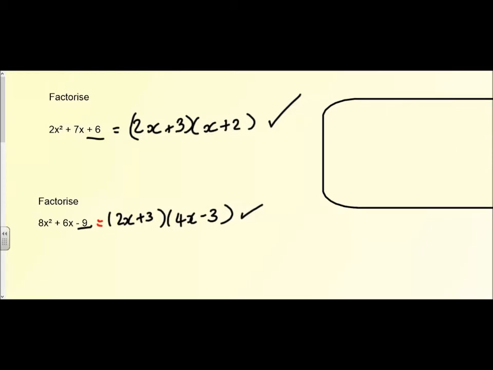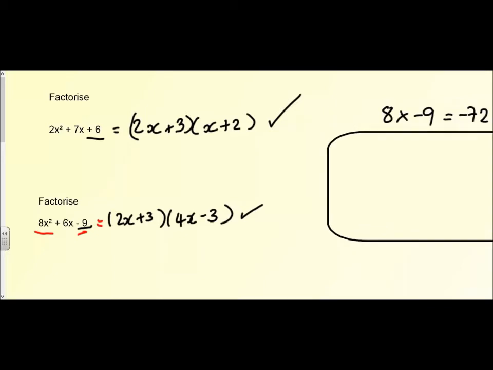Now, I'm just going to show you an alternative method for that, because that involves quite a lot of trial and error, and some people don't like that. So there is an alternative way of doing it, and it involves doing the following. So the two key numbers that I'm interested in here are 8 and minus 9. Now if I multiply those two together, I get negative 72. So what I want to do now is try to find two numbers that multiply together to give negative 72, but add together to give plus 6.